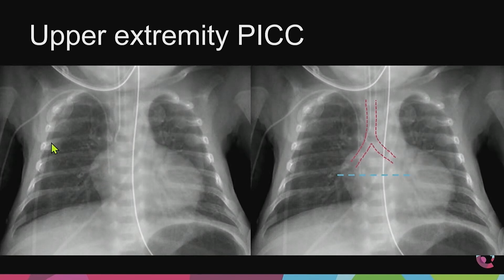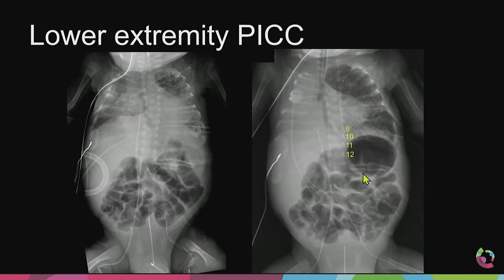Here's an upper extremity PICC. We see it on the right side coming in here, tip projecting here. So if we outline our trachea here, and there's the carina, 1, 2. This tip is right at 2 vertebral bodies below the carina, so just right at the margin of satisfactory position there in the superior vena cava.